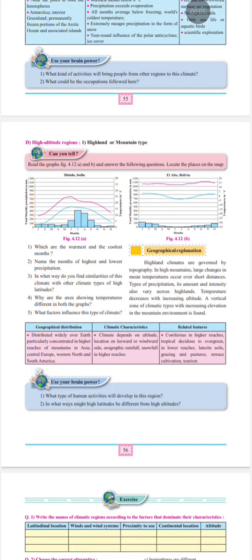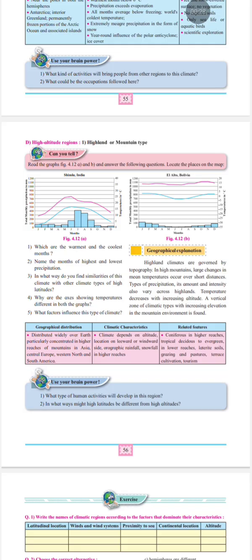Today we are going to study the last climatic region of class 11th geography 4th chapter, climatic regions, highland or mountain type climate. So with this we will complete our entire chapter climatic regions. So let's understand the final topic properly according to our textbook.